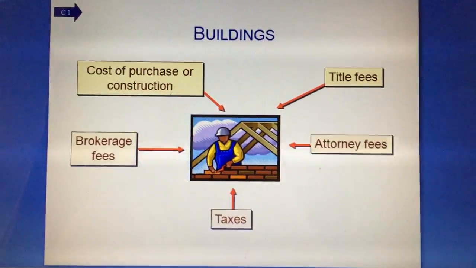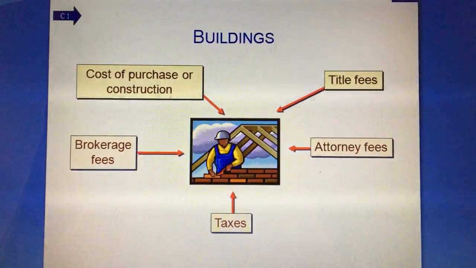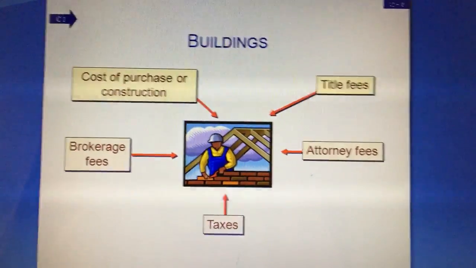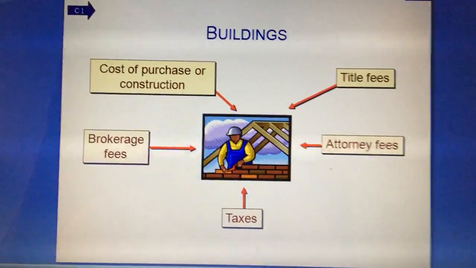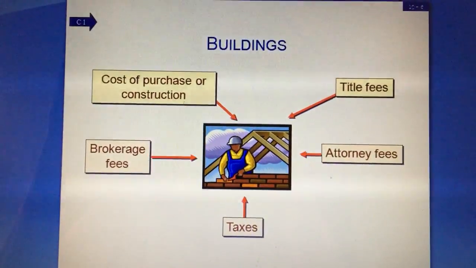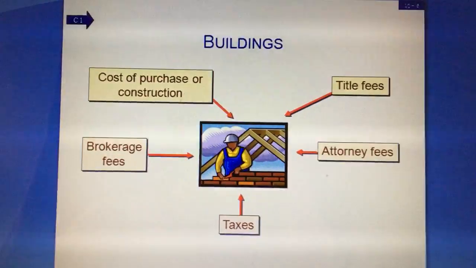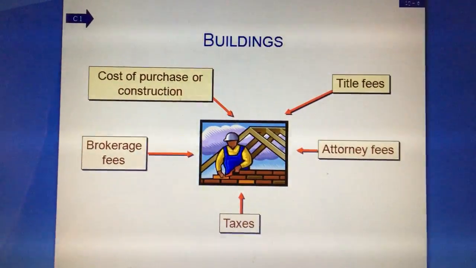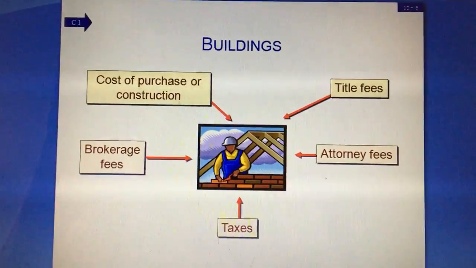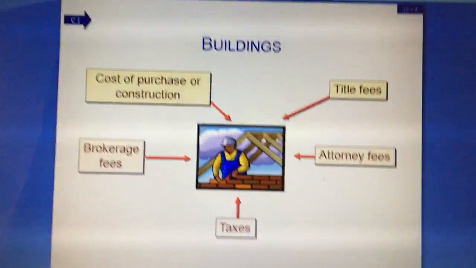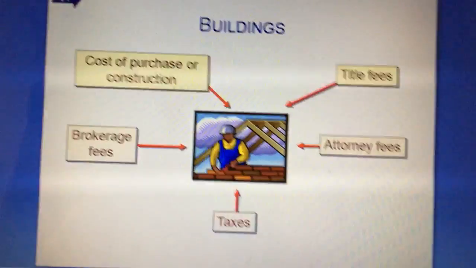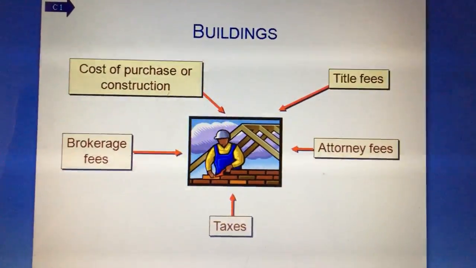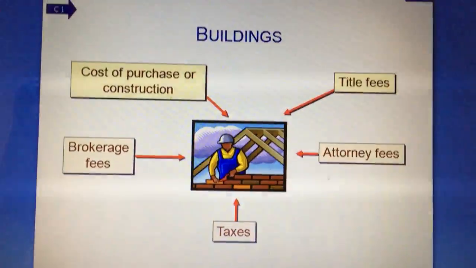So you would include the cost. You would include what we call title fees that you have to pay to make sure that you own the building and no one else does. You would have attorney fees that you pay, taxes, and what we call brokerage fees. That one's a vague term. Not financing charges. These are just additional fees that are normally included in the purchase price, okay?